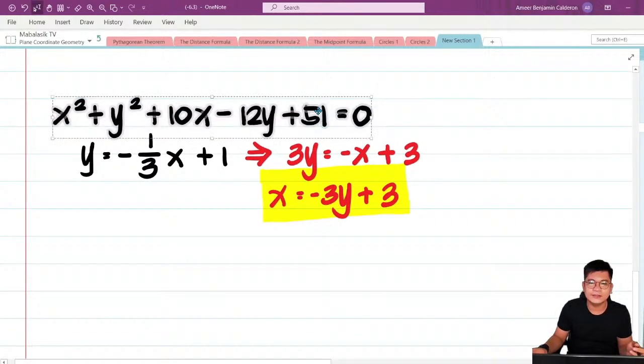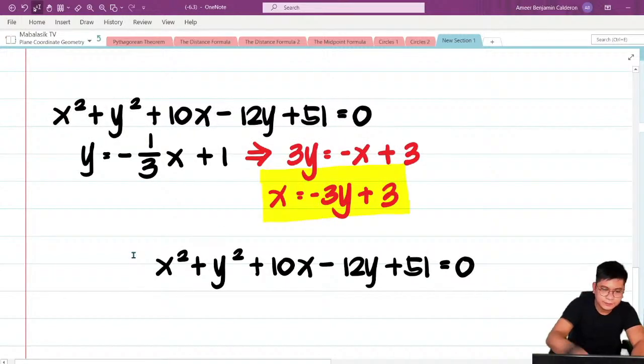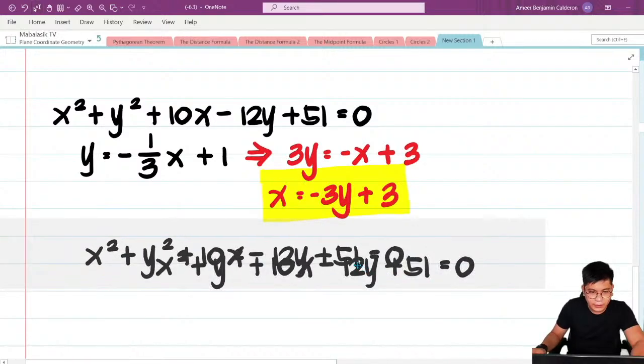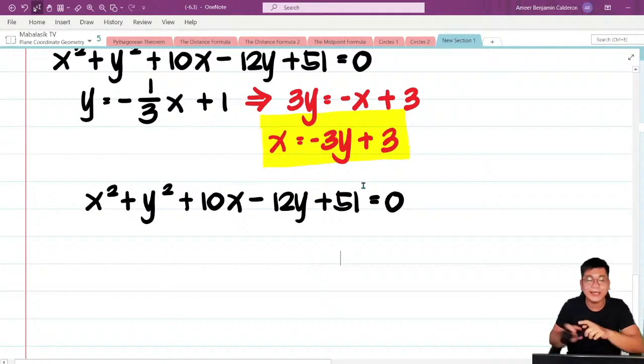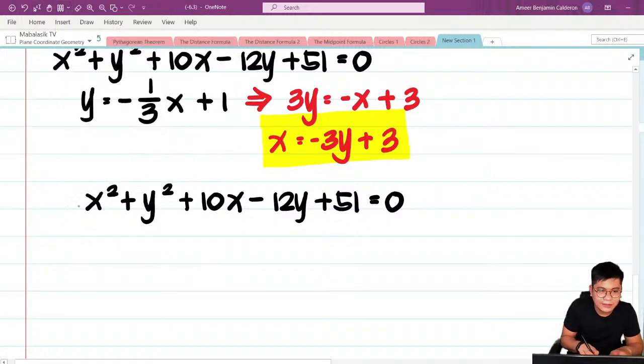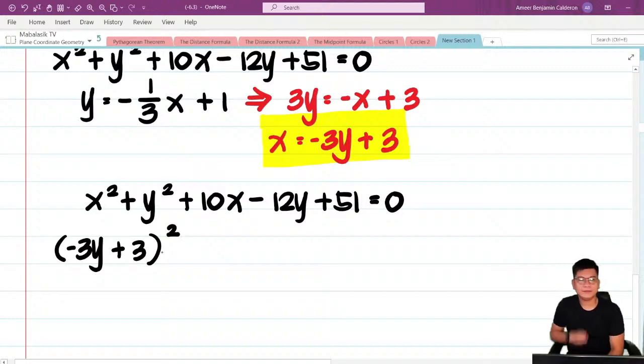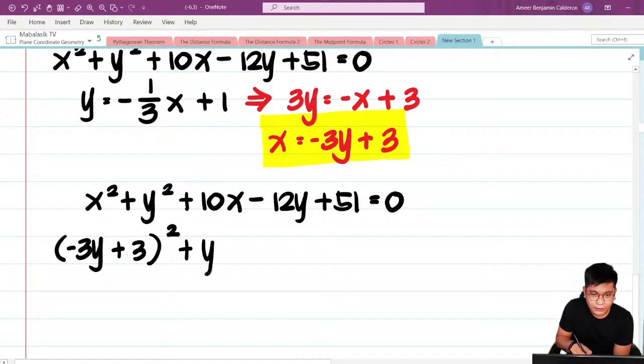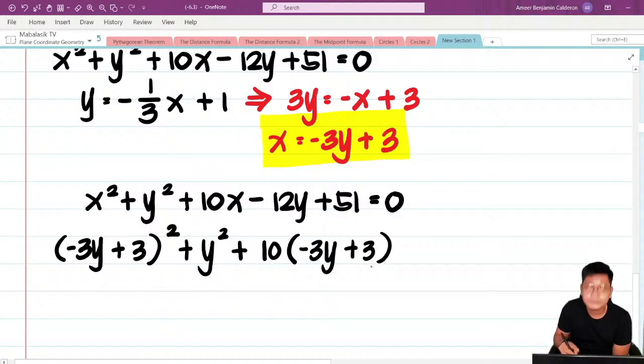Now, let us have our equation of our circle and plug in our equation. I will use my x equals. So we have, instead of x squared, what I will write is negative 3y plus 3 squared. Okay? Plus y squared plus 10 times, instead of x, negative 3y plus 3 minus 12y plus 51 is equal to 0.